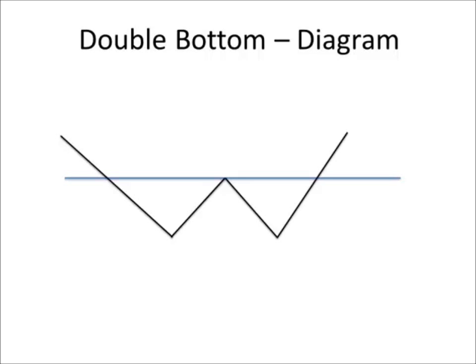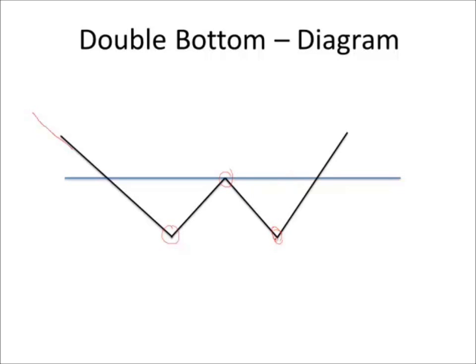Let's quickly go through how this will work. So again, the price is this time on a downtrend coming down from here. Our blue line is our neckline, as usual. The price then first crosses the neckline, going down, and it makes its first bottom over here. Then comes back up, hits the neckline, which is the resistance level in this case.